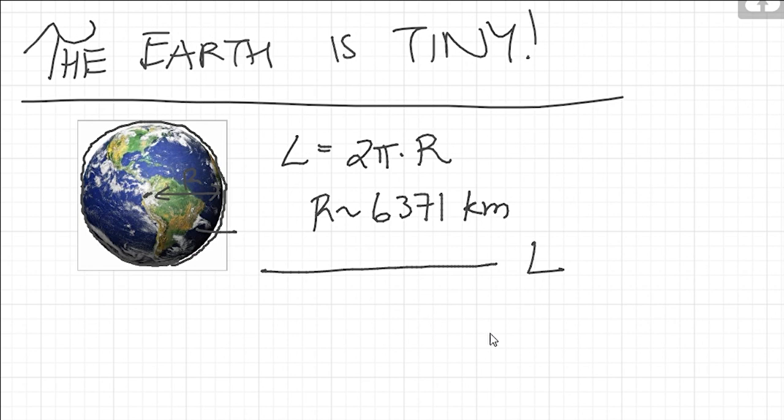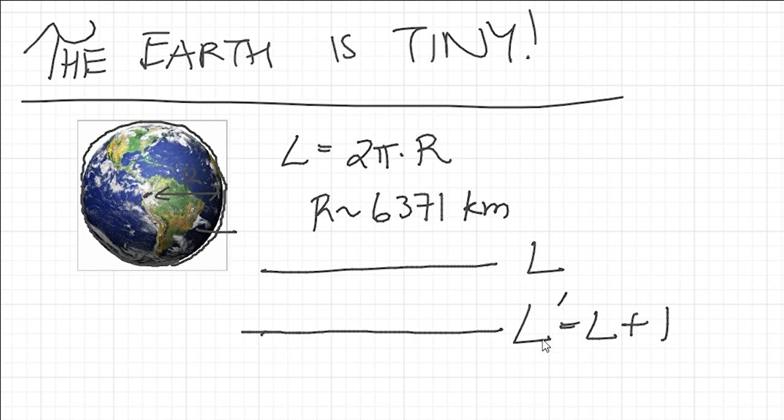Now we're going to consider a rope of length L prime, which is going to be L plus 1. So it's this really long rope, 6,371,000 meters long, and then I'm going to add on 1 meter. So it's the length of L plus 1, ever so slightly bigger than L. And I'm now going to take this new rope, L prime, and wrap it around the Earth. So of course it's just going to be slightly in the air.